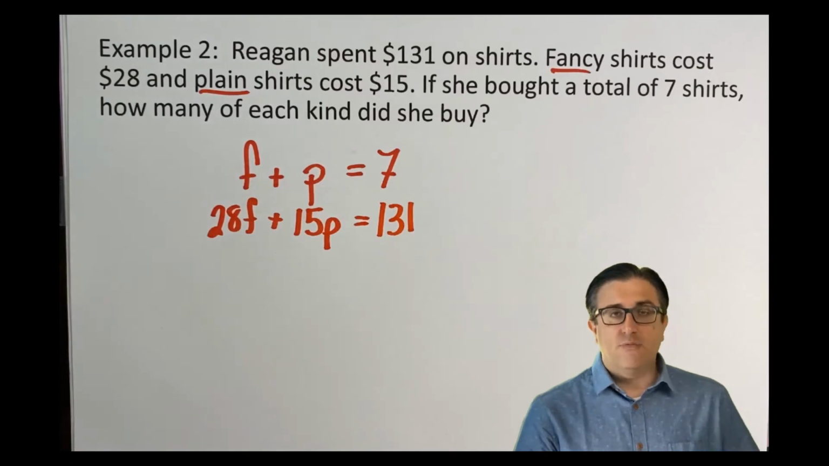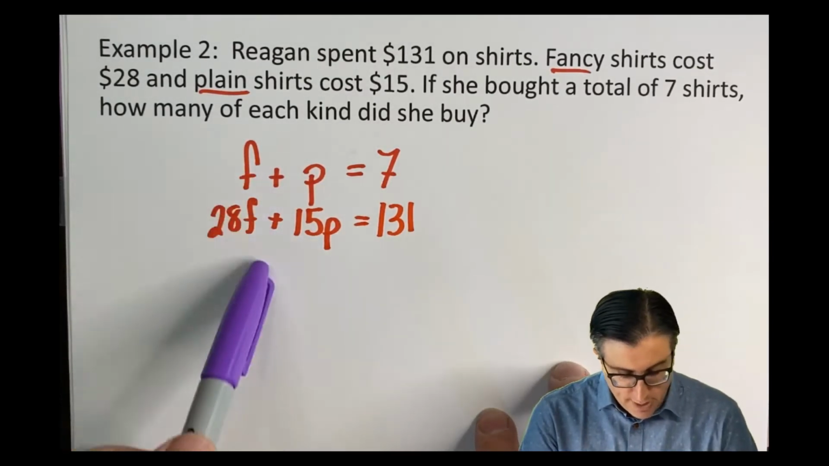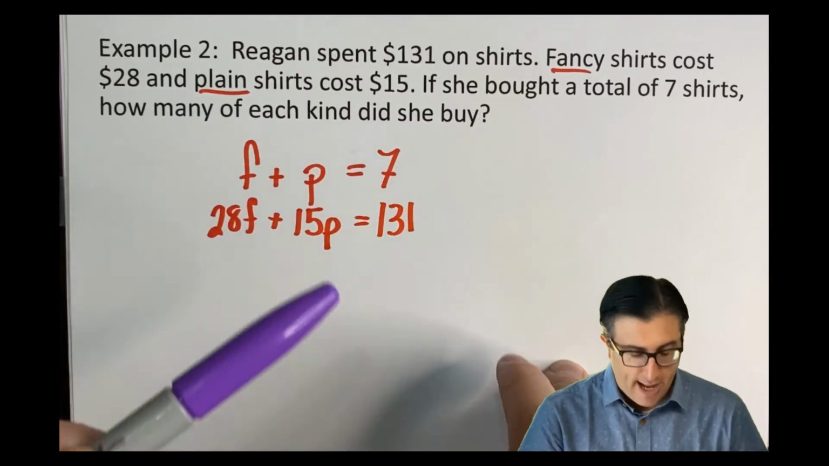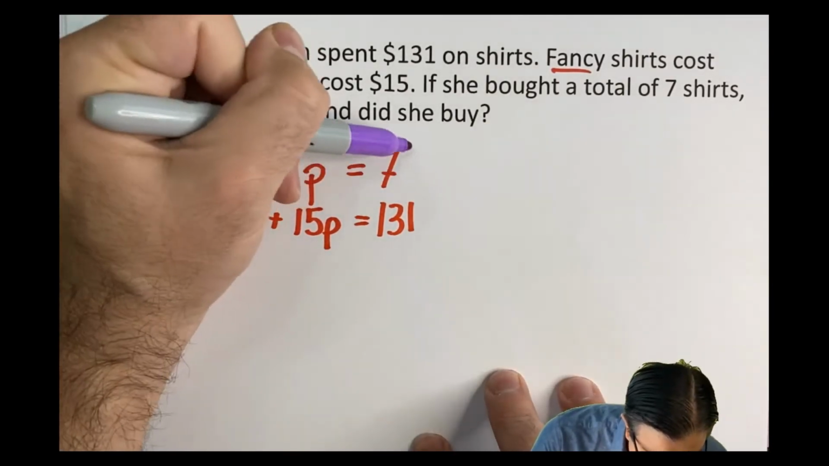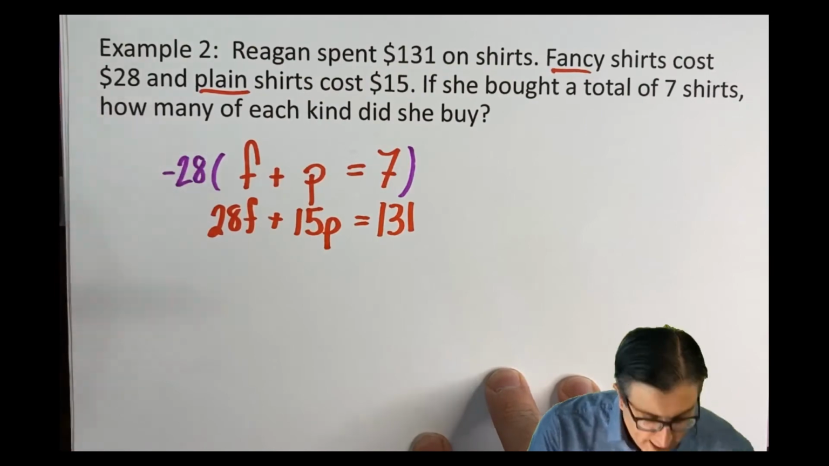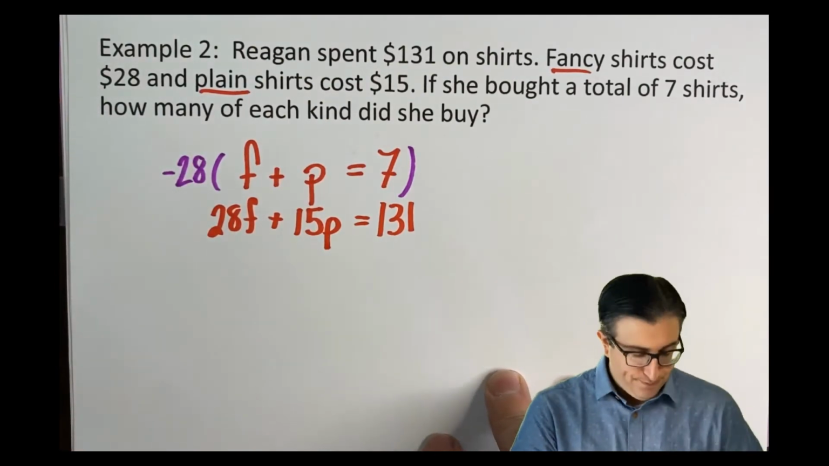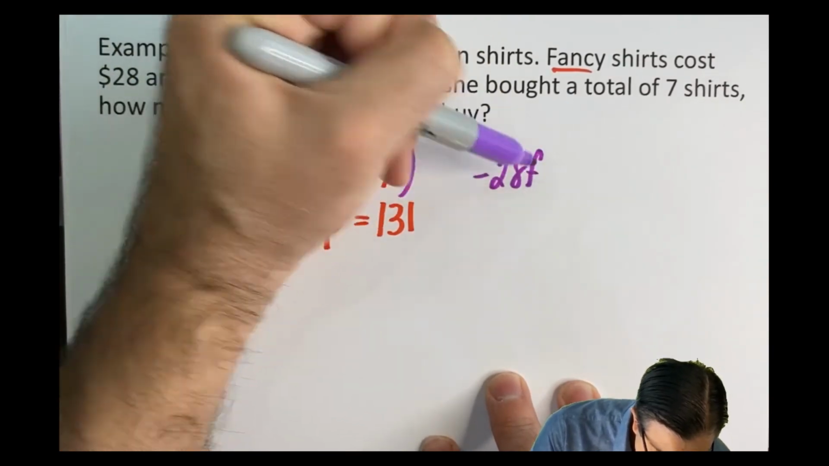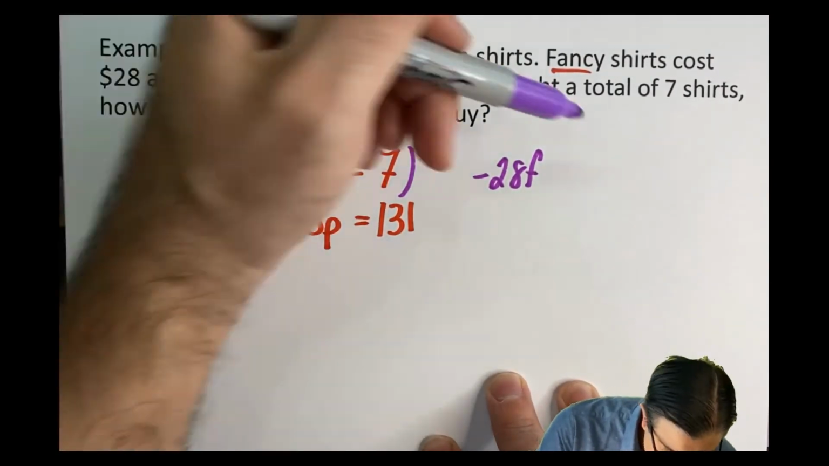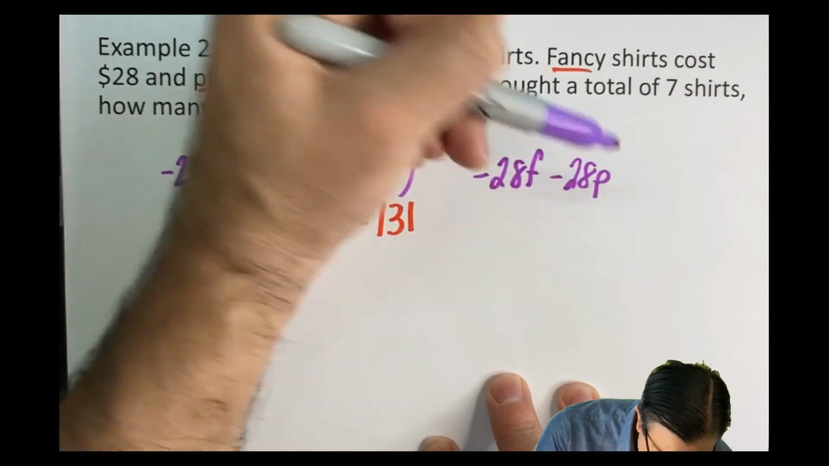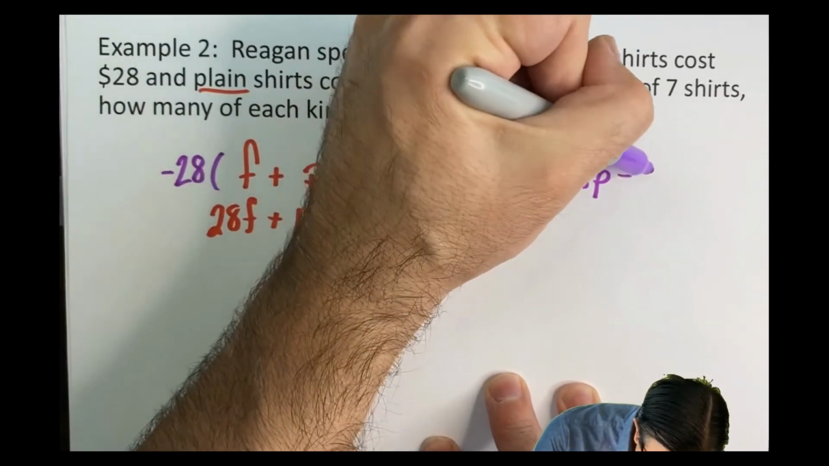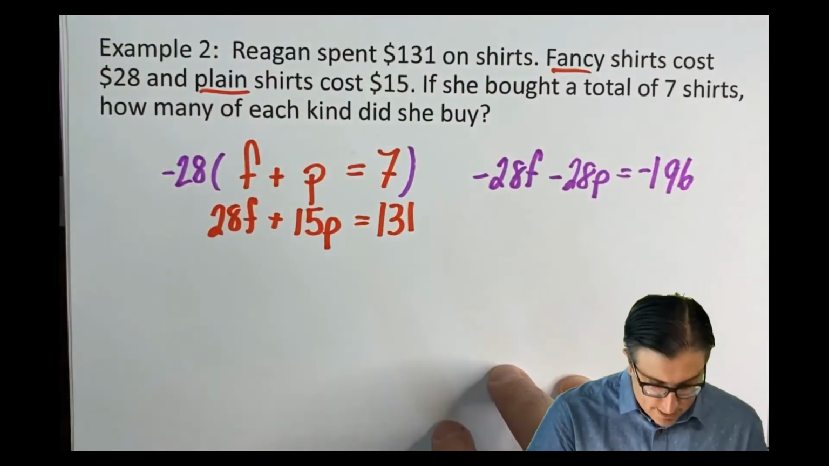There are the 2 equations that we need to now solve. Well, this again is set up for elimination. So I'm going to get rid of F for fancy. Positive 28 cancels with a negative 28. So I need this equation to be a negative 28 up top. I do that by multiplying. Negative 28 times F is negative 28F. Negative 28 times P is negative 28P. And negative 28 times 7 is negative 196.